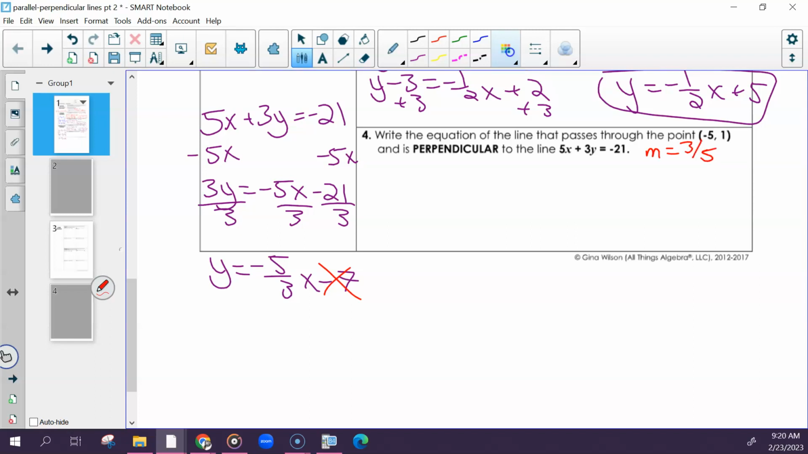So use that slope and your point to write your new equation. So y minus 1 equals 3 over 5 times x minus a negative 5. Or you can go ahead and make that a plus. So what I'm doing next.